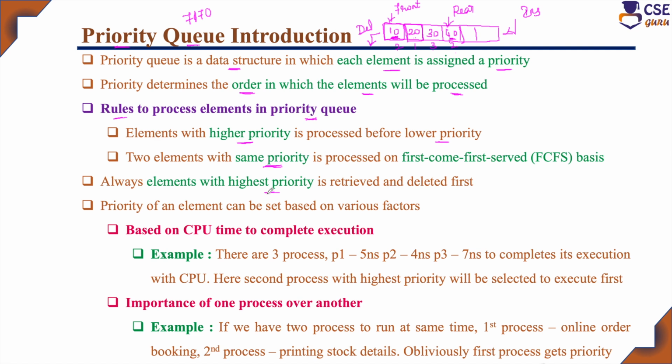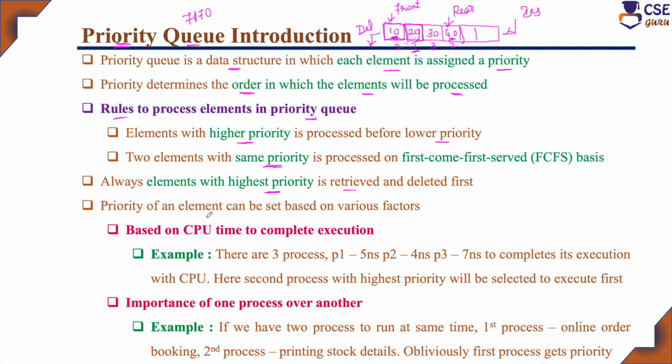And in a priority queue, when you are implementing the delete operation, the element with the highest priority is retrieved first and that will be deleted first. For example, here element 1 has the highest priority, so that will be retrieved first and deleted first. So this is all about priority queue. In a priority queue, priority plays a major role.